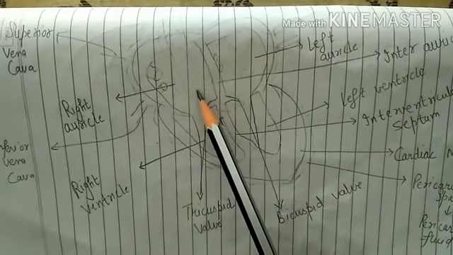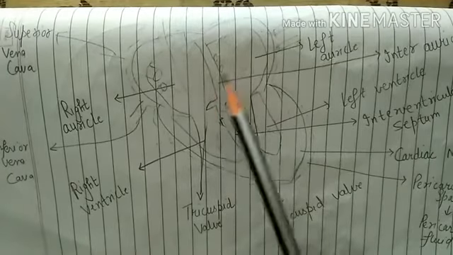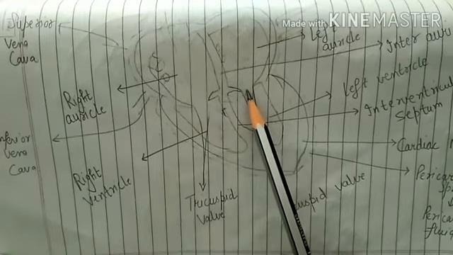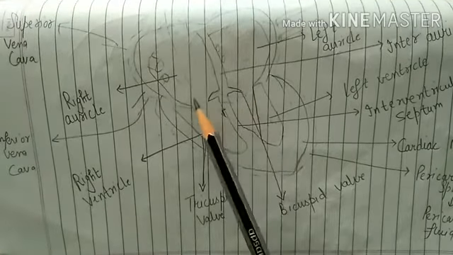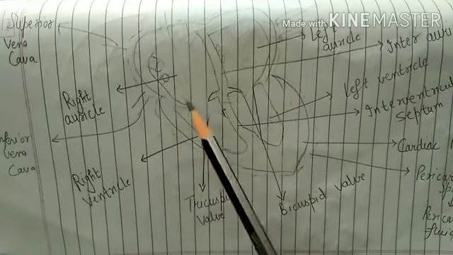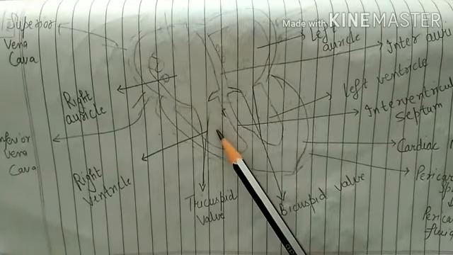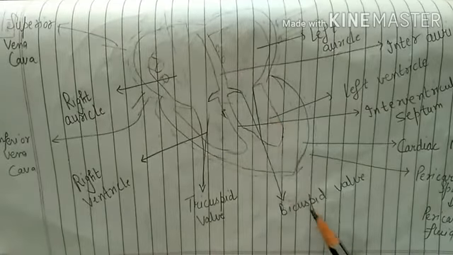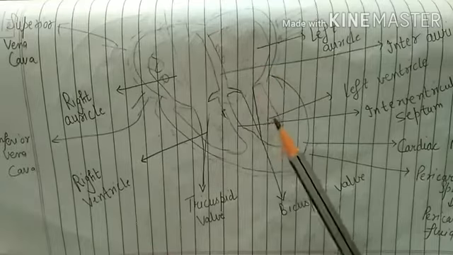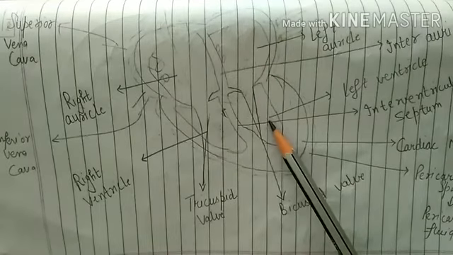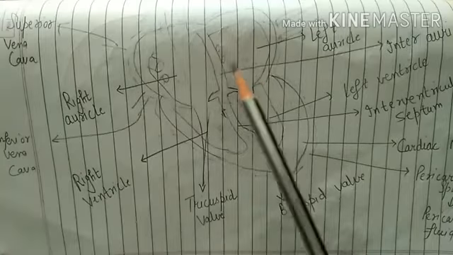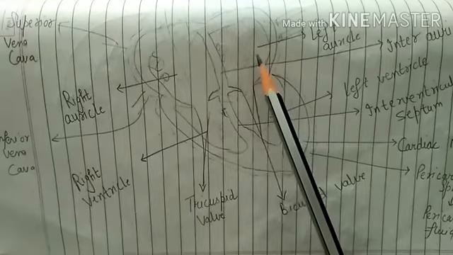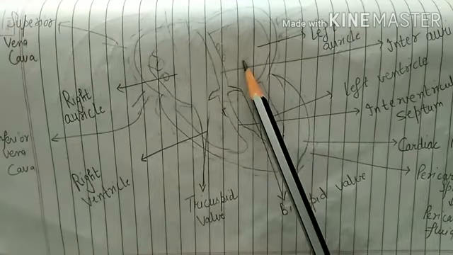and both these auricles contract at the same time, and their cuspid valves open up. So the tricuspid valve, which is present between the right auricle and right ventricle, will open, and the bicuspid valve, which is present between the left auricle and left ventricle, will also open when the right auricle and left auricle contract respectively. Both the auricles contract at the same time.